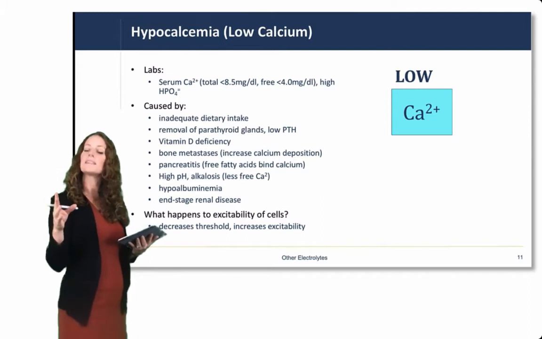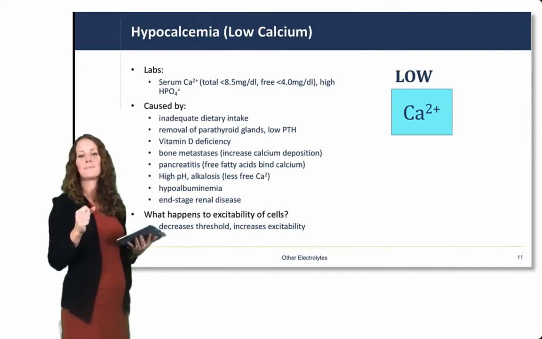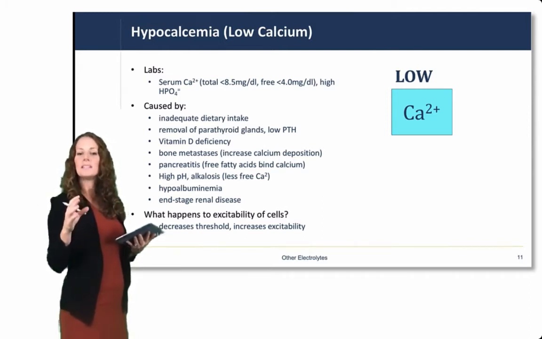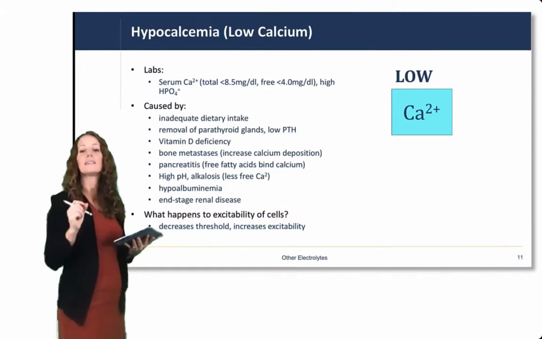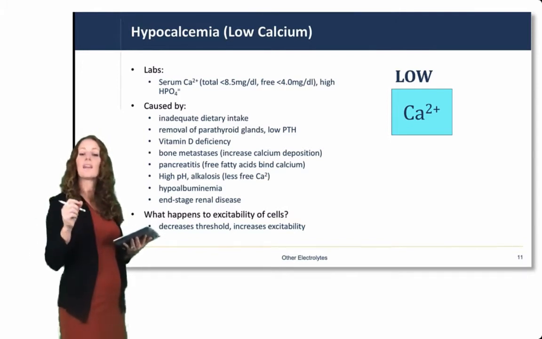What will happen to the excitability of cells? Low calcium can decrease the threshold of cells in their electrical potential. That means you have an increase in the excitability of cells if calcium is low.